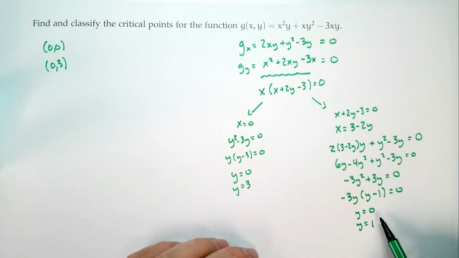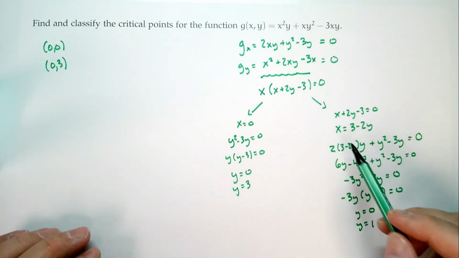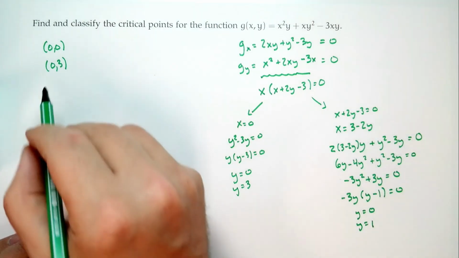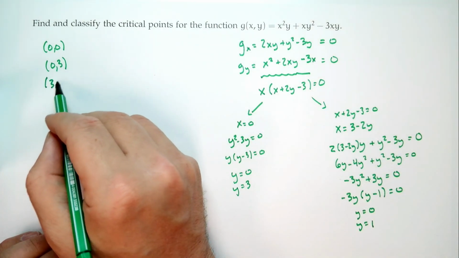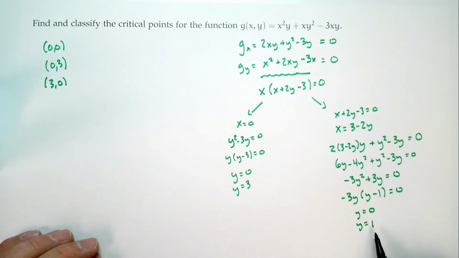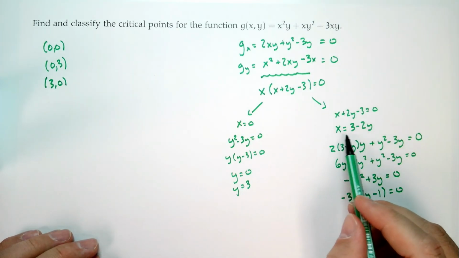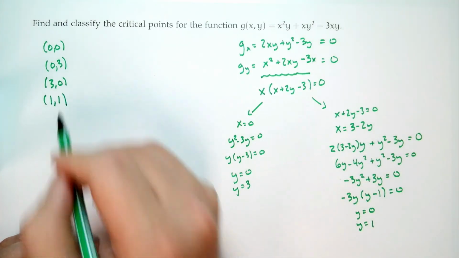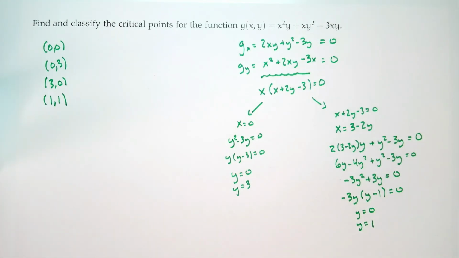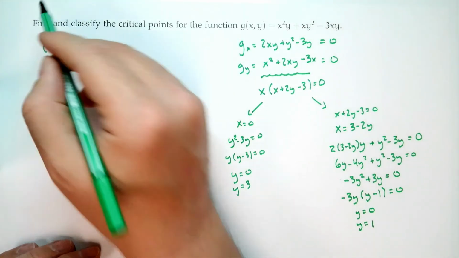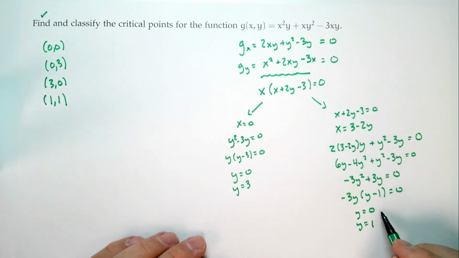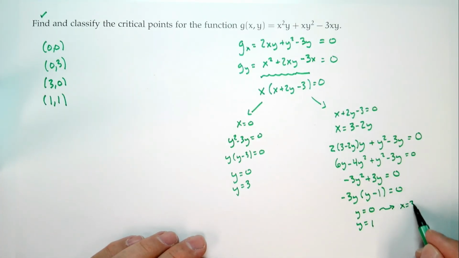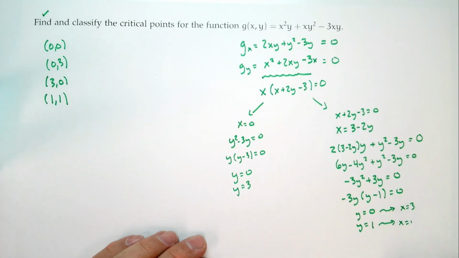Now, suppose y is 0. What do we get for x? Well, 3 minus 2 times 0, so we get the point (3, 0). What if y equals 1? Then we get 3 minus 2 times 1, which says x equals 1. So we get the point (1, 1). So that is the find. Again, y equals 0 becomes x equals 3, and y equals 1 becomes x equals 1. Now, phase 2, the classify.